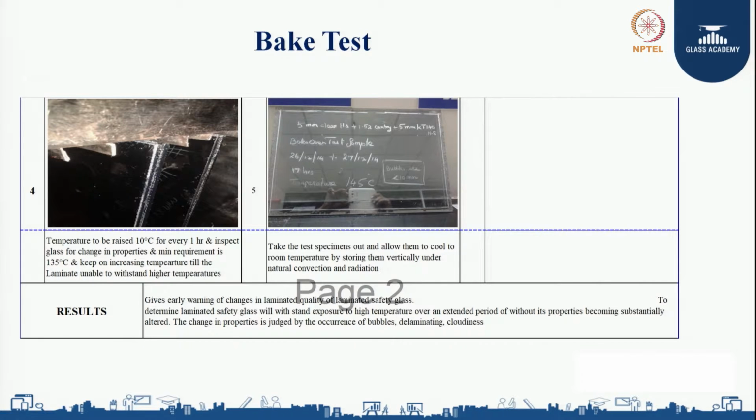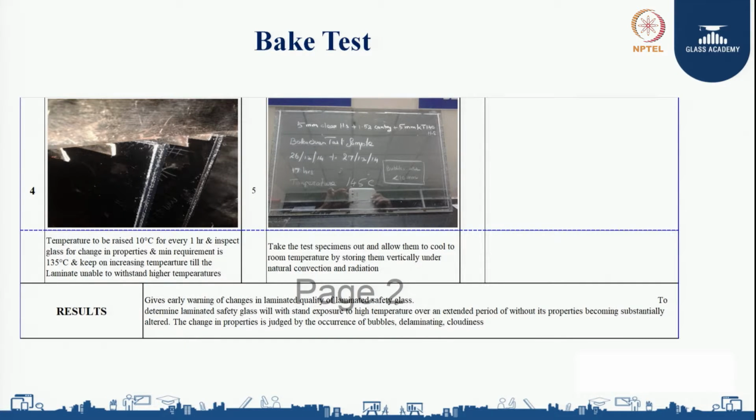Once the test is over and we see that bubbles have started to form, we need to take out the sample and make a note of the temperature. If you see in the fifth photograph, the test specimen is taken out, allowed to cool to room temperature, and observed under a white diffused background. You can see this specimen was able to withstand 145 degrees centigrade.